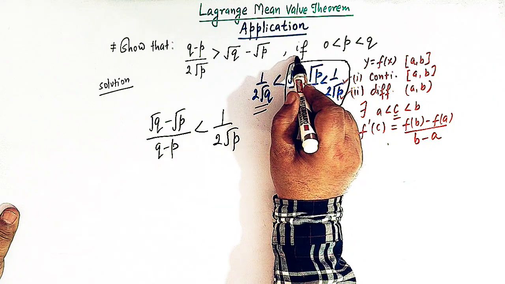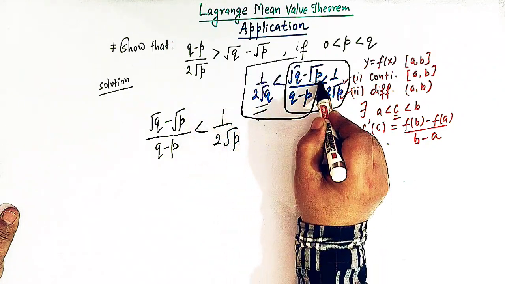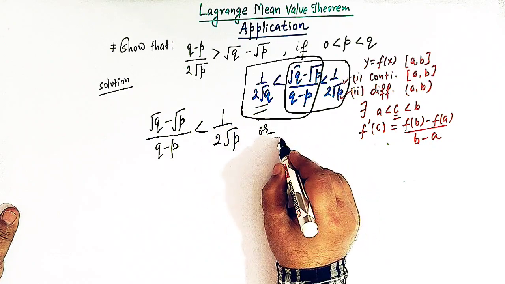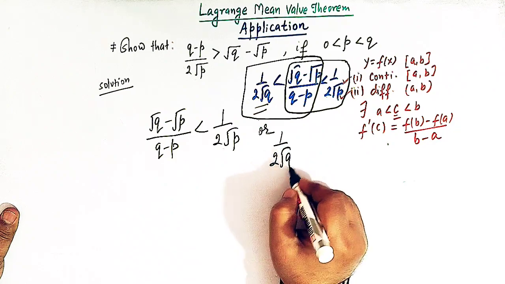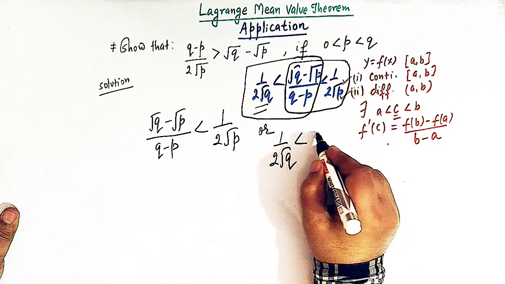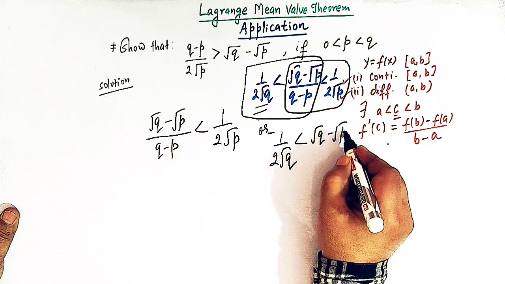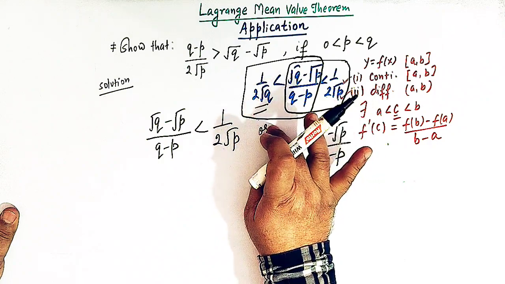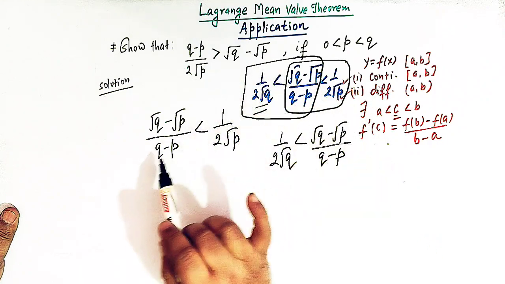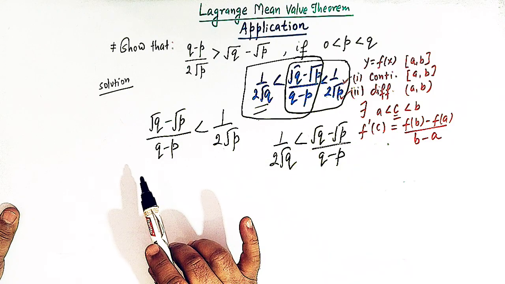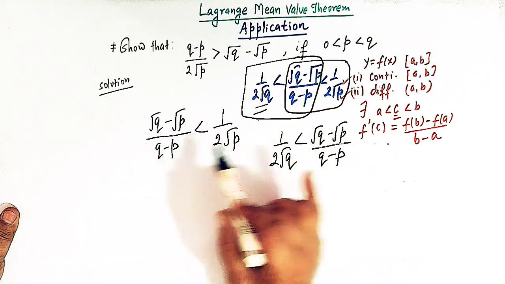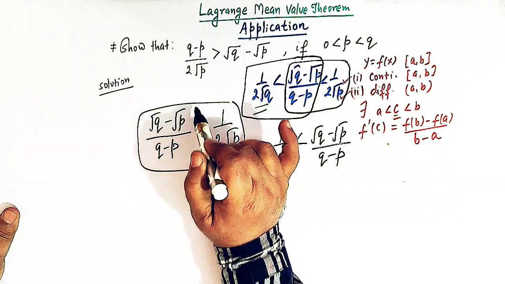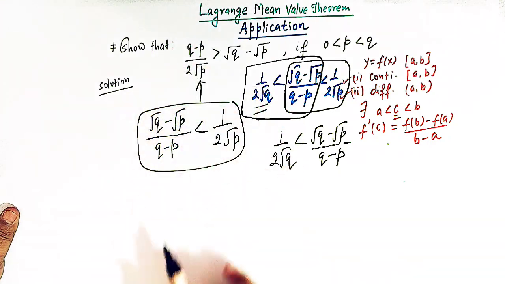And we can also frame another inequality, that is by taking this part. So we can also write here 1 over 2 times square root of Q is less than square root of Q minus square root of P over Q minus P. So from this inequality, we can frame two separate inequalities, right? But we have to take only this one, because this inequality will lead us to this result, right?